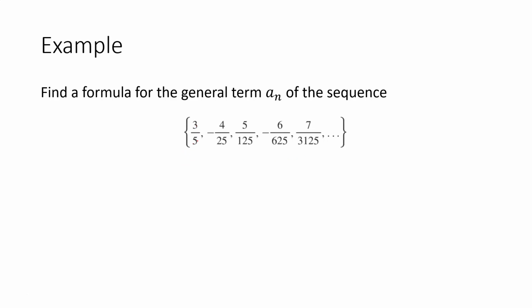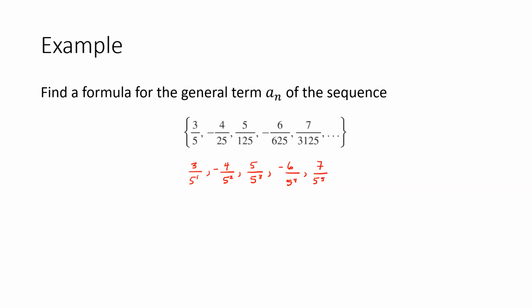So with the first one, we can think of that as 3 over 5 to the power of 1. The next term would be negative 4 over 5 to the power of 2. The next term would be 5 over 5 to the power of 3. The next term would be negative 6 over 5 to the power of 4. And this would be 7 over 5 to the power of 5.